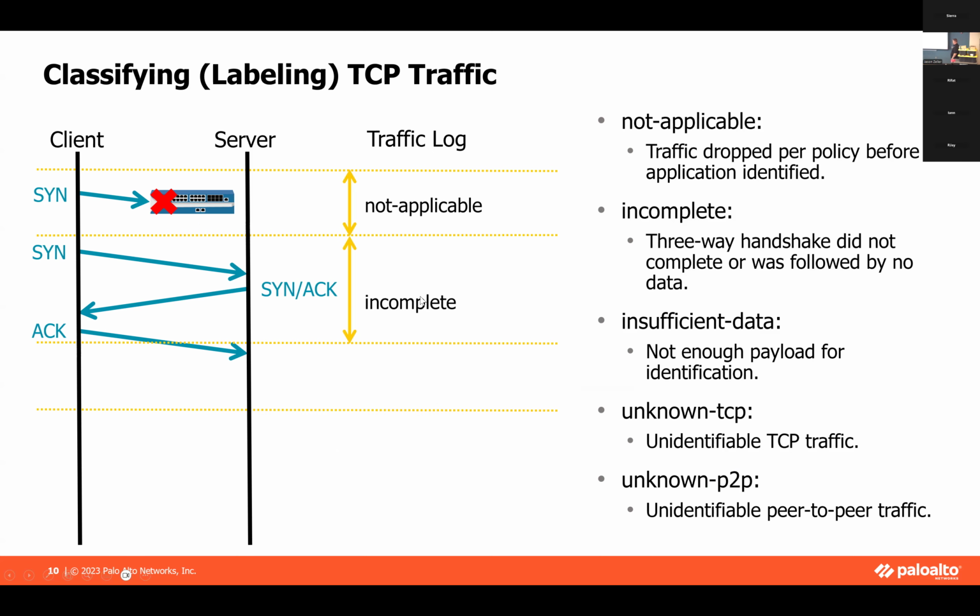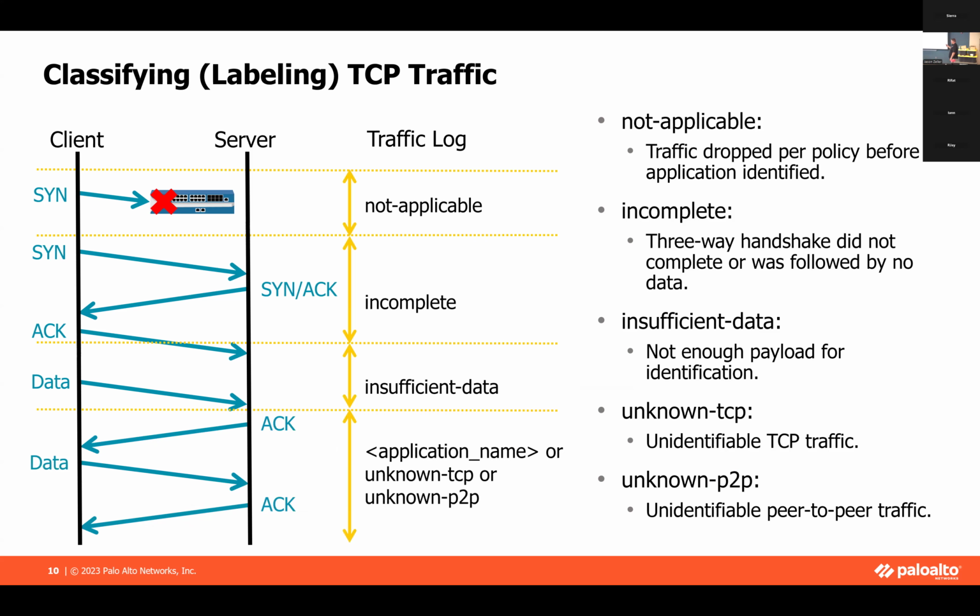And we'll see those as we go through the logs. Insufficient data is when just the data is sent and maybe it's not enough payload to identify. So it could be a small packet, it could be something in between. If it's a large zip file or something, we could actually register that as a zip file because we have enough packets to be able to identify what's going through.